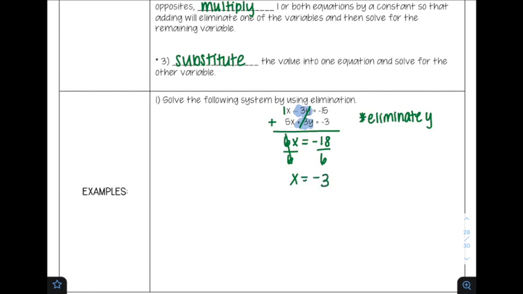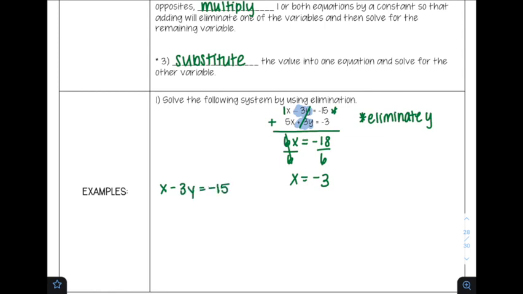And we're going to get x equals -3. So we've done step 1, step 2. Now we're up to step 3, which is to use this value and substitute it into any of the equations. I'm just going to pick the first one. So we have x minus 3y equals -15.